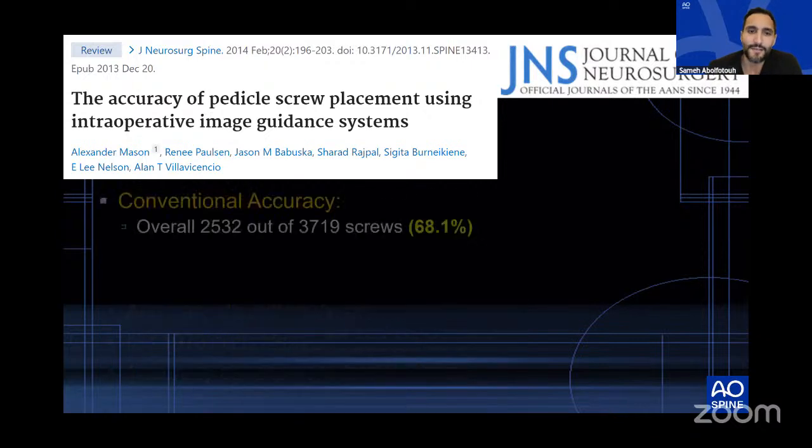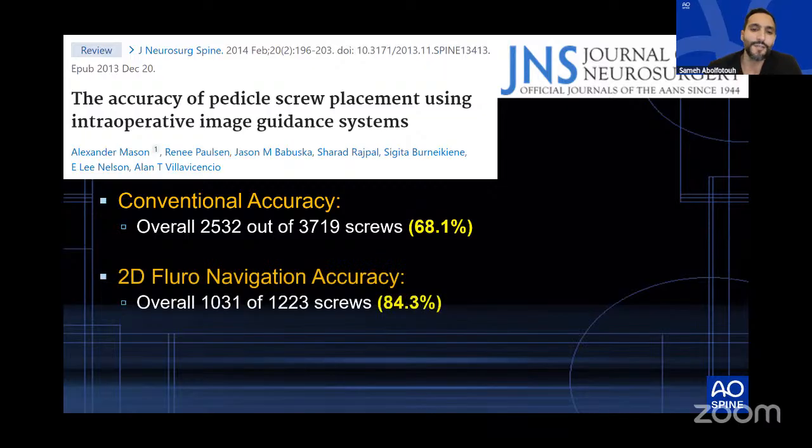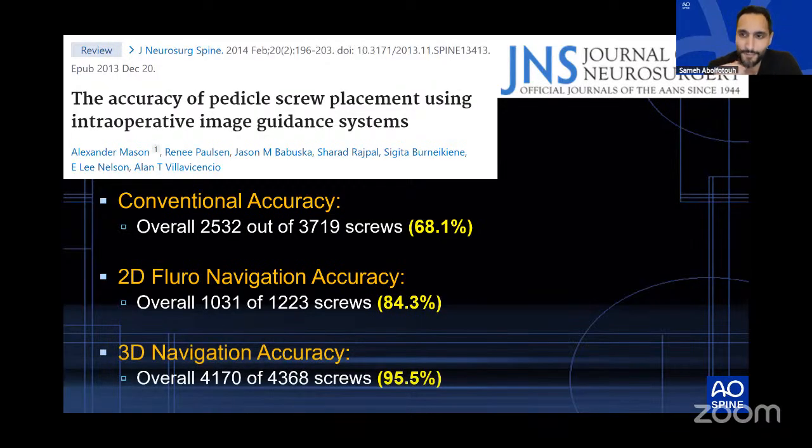Now, let's take a look at the results here. When you're using a freehand technique, your accuracy is somewhere around 70%. Now, when you're using an intraoperative C-arm, your accuracy goes all the way up to 85%. And when you're using navigation, it goes all the way up to almost 95%.